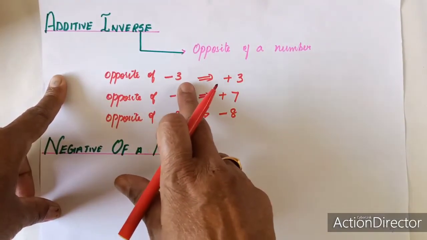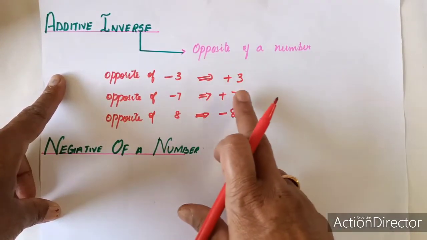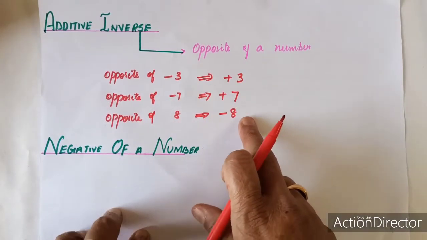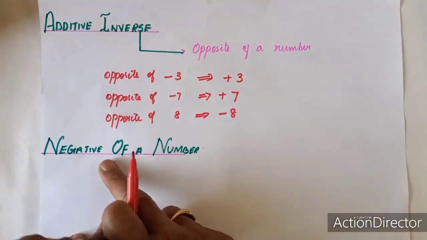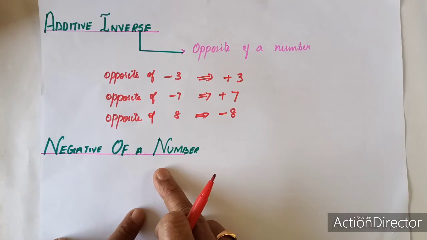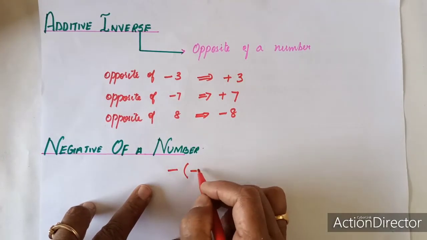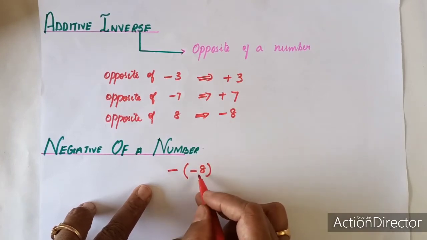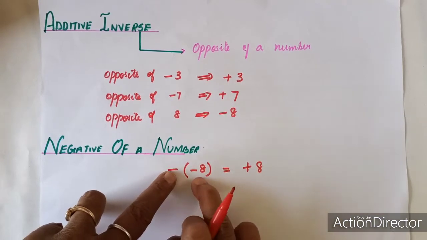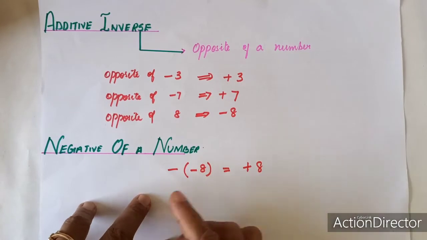You can say additive inverse of minus 3 is plus 3. Additive inverse of minus 7 is plus 7. And additive inverse of 8 is negative 8, that is minus 8. What is next one? These two are the same. It is the negative of a number. Negative of a number is nothing but its additive inverse. So what is negative of minus 8? Negative of negative, so it becomes plus 8. Additive inverse of minus 8, negative of minus 8, is plus 8.